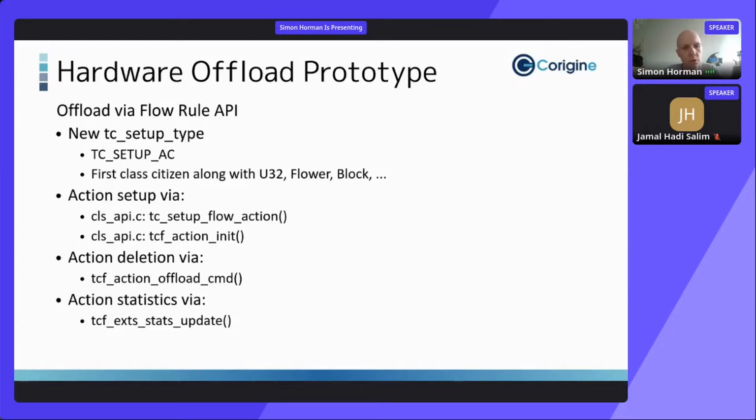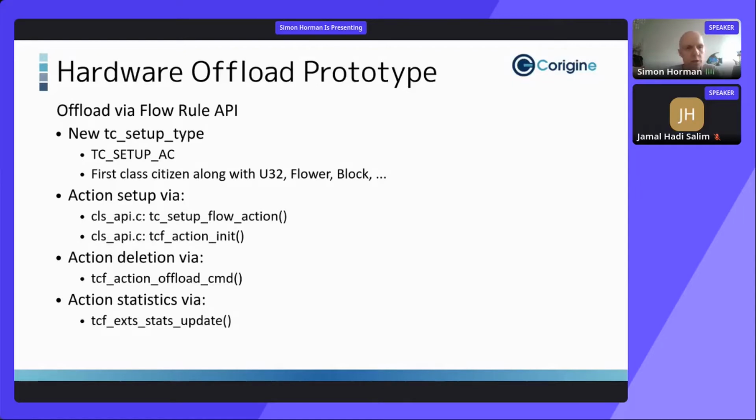And then we had to hook the flow API into various parts of the TC code which it hadn't been before, the parts that basically control the life cycle of actions. So the action setup, which covers both addition and modification, action deletion, and statistics.